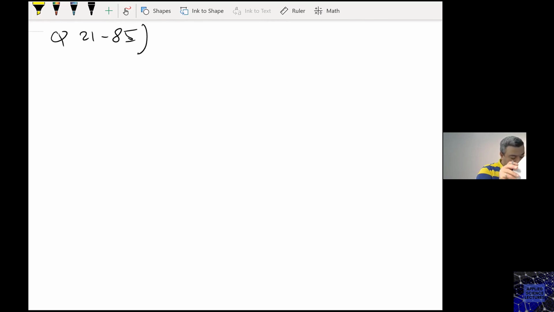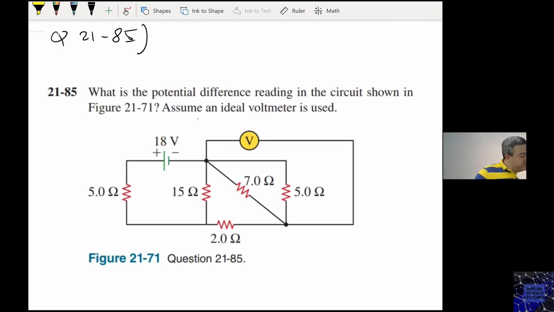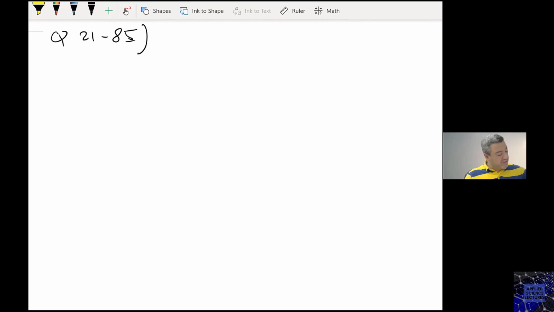2185 reads the following. What is the potential difference reading in the circuit shown in the figure? Assume an ideal voltmeter is used. Okay, so I explained the voltmeter and the ammeters from the previous session, and other problems will be posted as well with this video.